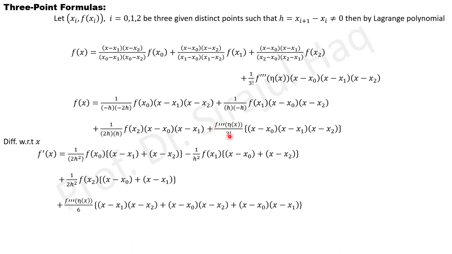So this function, which is here, multiplied by the derivative of this function. There are three functions, so I'm using the product rule. The derivative of this is 1, multiplied by these two factors, which you can see over here, plus the derivative of x minus x1 is 1, multiplied by x minus x0 and x minus x2, which you can see over here, plus the derivative of x minus x2 is 1, multiplied by x minus x0 and x minus x1, which you can see over here.